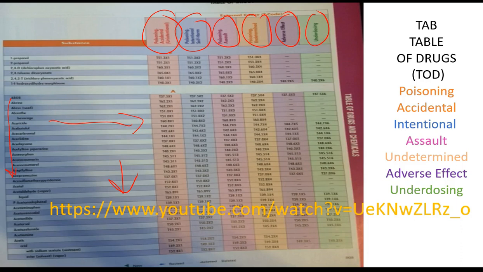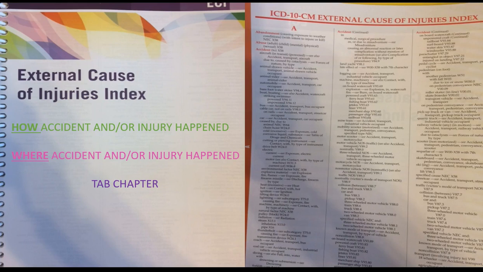And again, make sure you verify the code that you find here in the tabular before choosing that code, because you're going to have a 7th character extension for these. A for initial encounter, for example, that's going to be listed last. And you're going to have to find that in your tabular list. So also make sure you tab your table of drugs and chemicals. I know that's a lot to write on a tab, so you might just want to put TOD for table of drugs and chemicals. The next tab you're going to want to do is your external cause of injuries index.